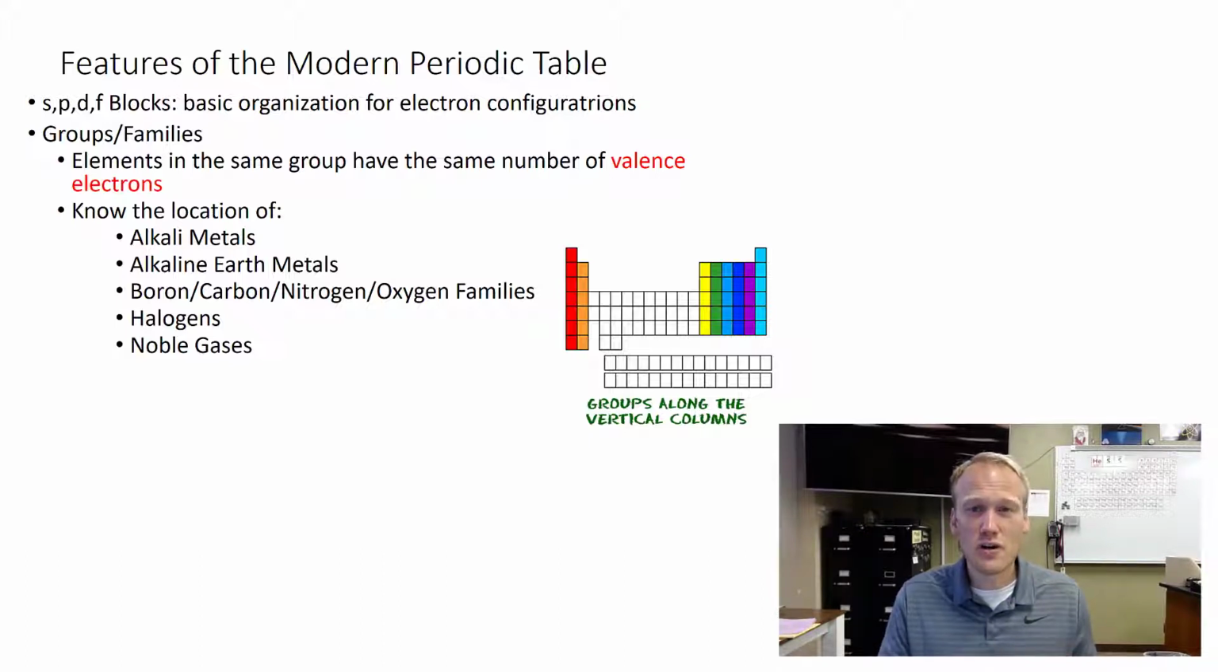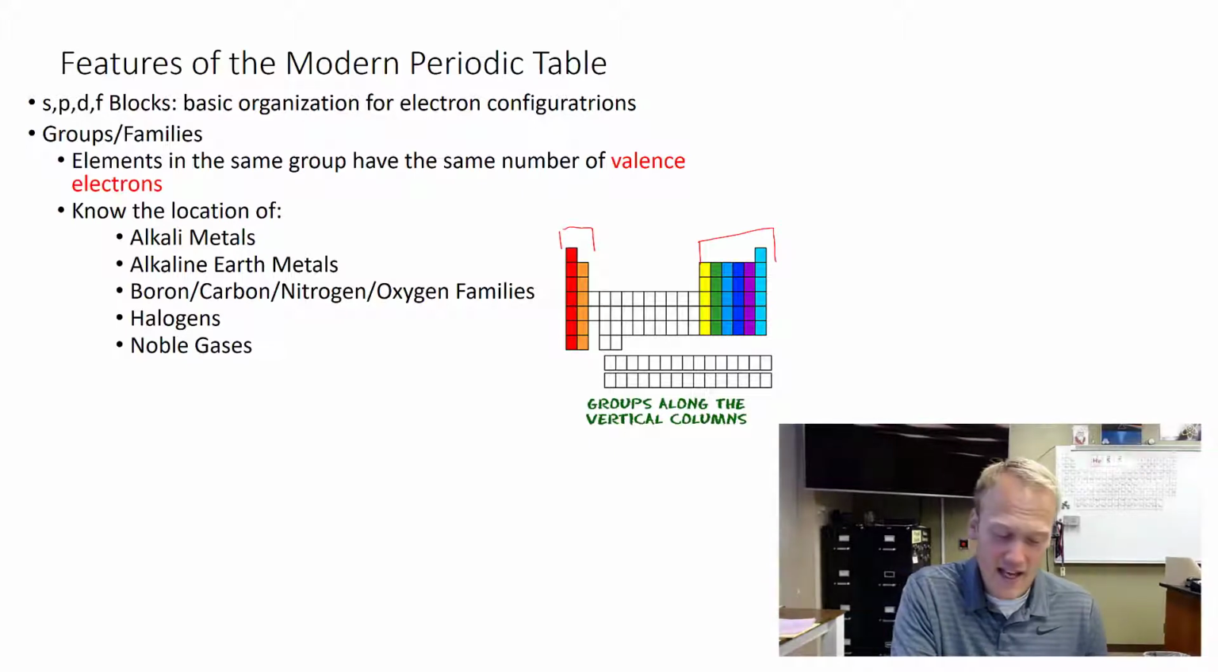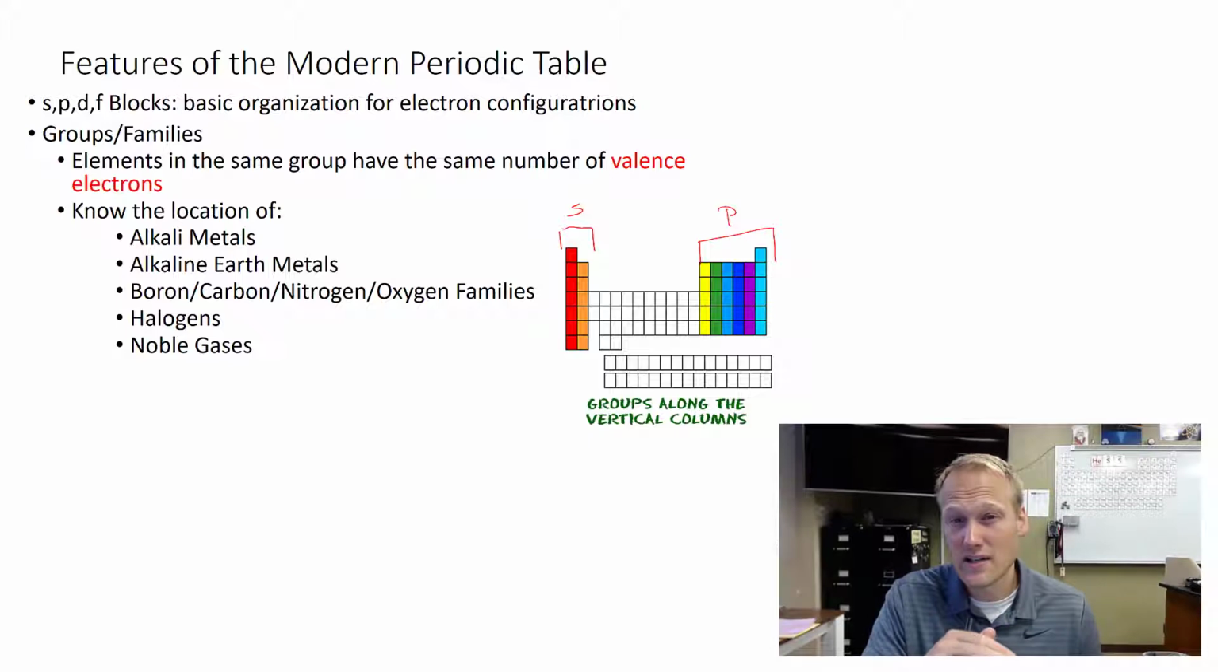First, let's start off with some things you should already know because we've already gone over electron configurations. You know that the periodic table is divided into blocks. The first block is the S block, which can hold 2 electrons. P block can hold 6 electrons because there are 3 orbitals in a p sublevel.